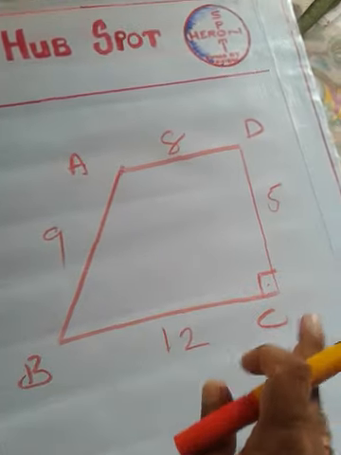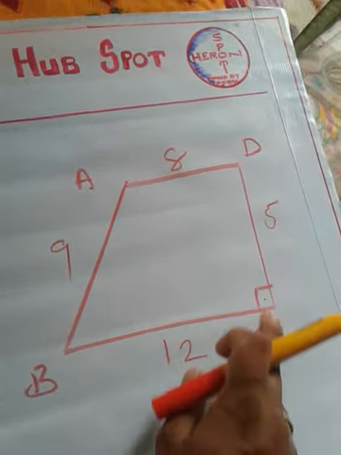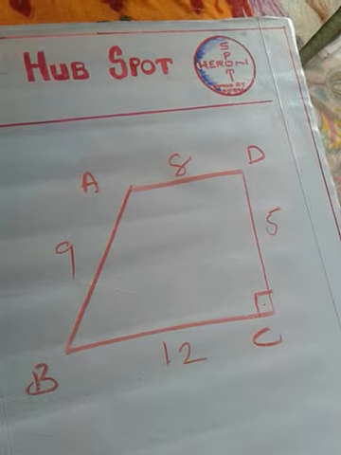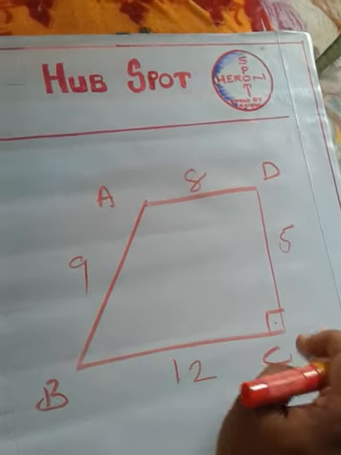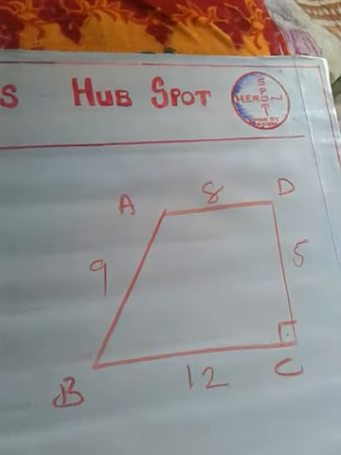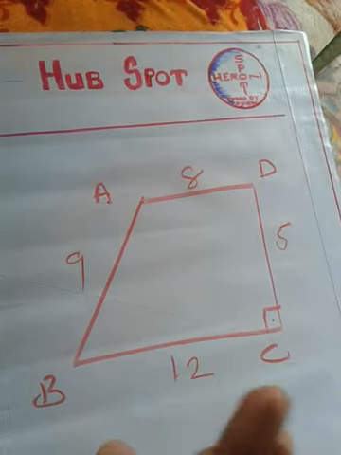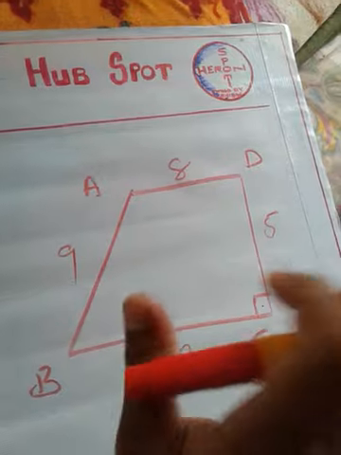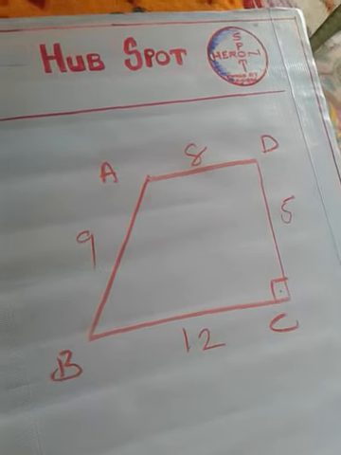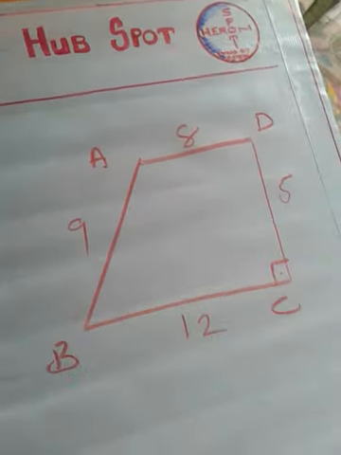So when you draw a rough figure, you have to draw it in such a way that angle C is 90 degrees. AB is given, BC is given, CD is given, AD is given, everything is given, and we have to calculate how much area it occupies. That means we have to calculate the area of this figure.